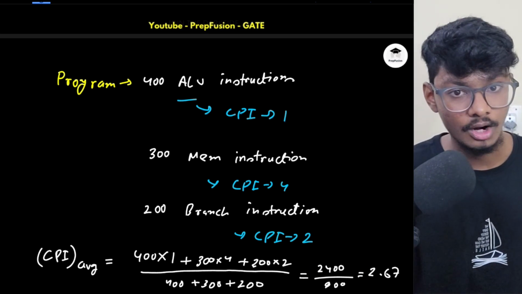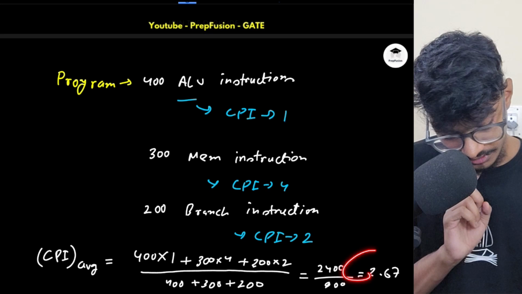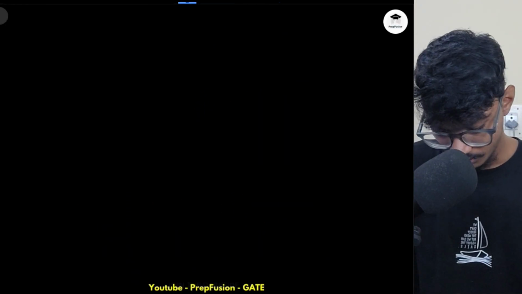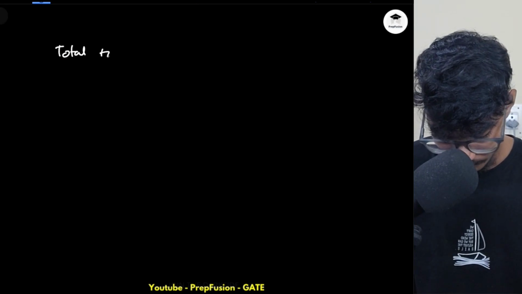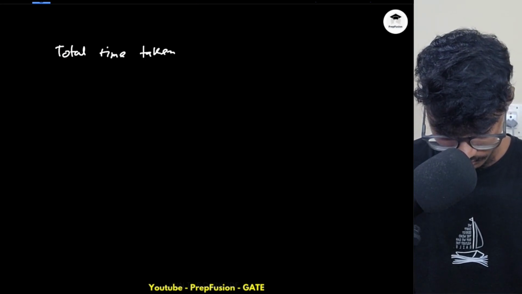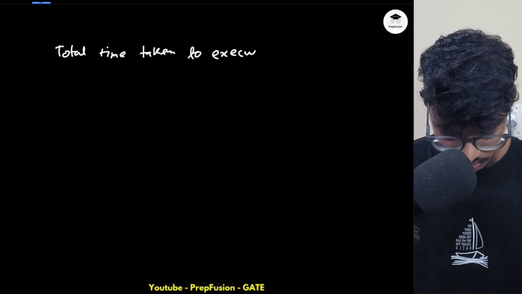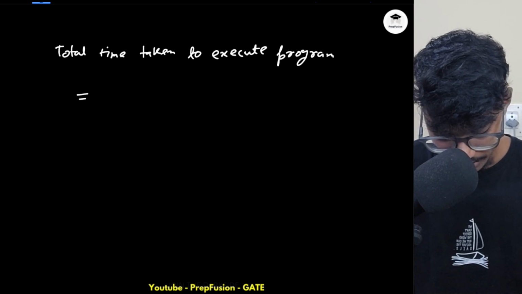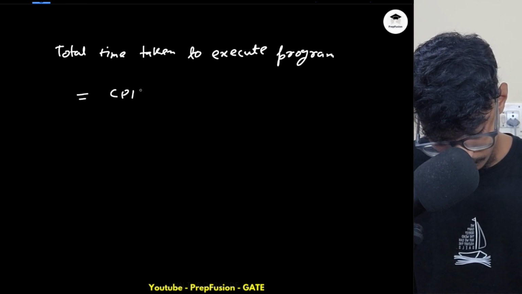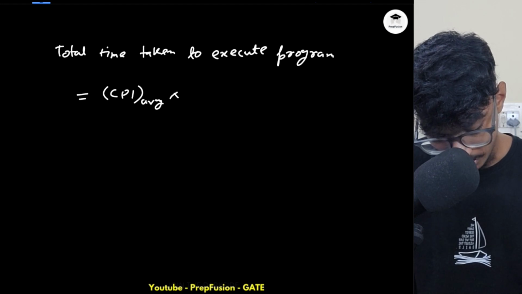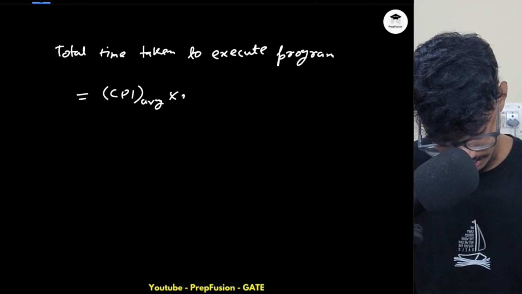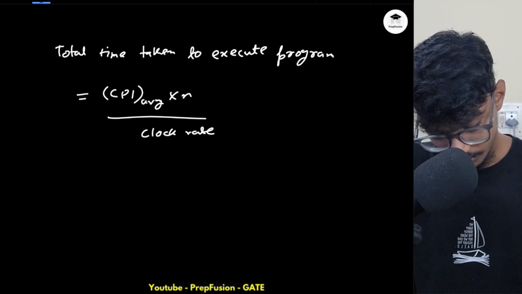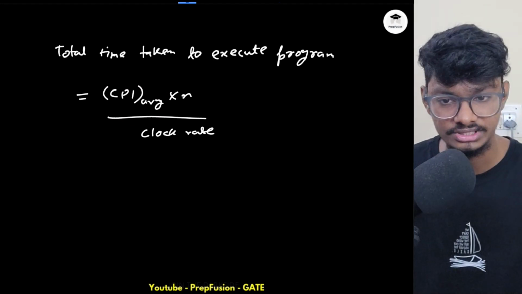So I hope you understood how to compute the CPI average. Now, as I have got the CPI average, what will be the total time taken to execute this particular program? The total time taken to execute the program will simply be equal to CPI average times the total number of instructions, divided by the clock rate. Once we do a few examples, we'll understand this.